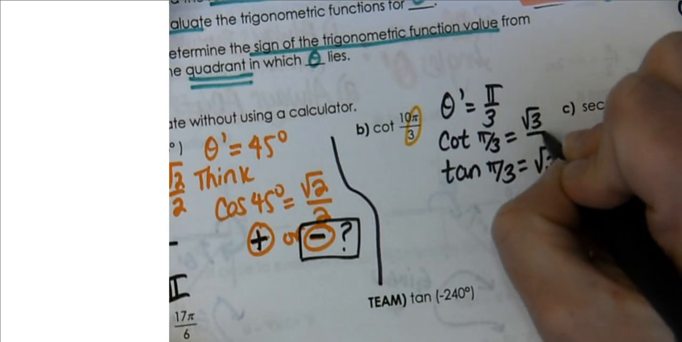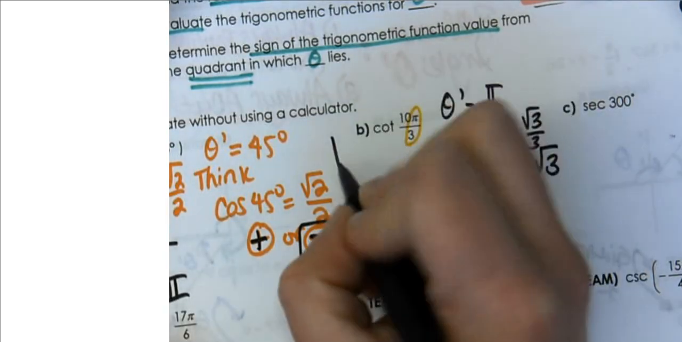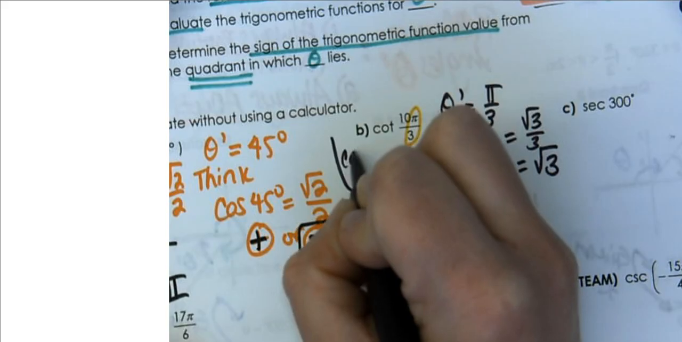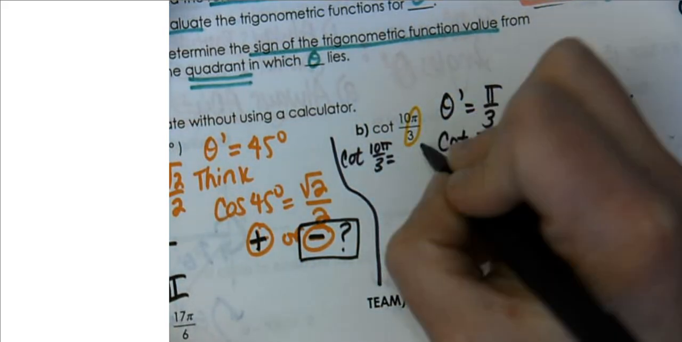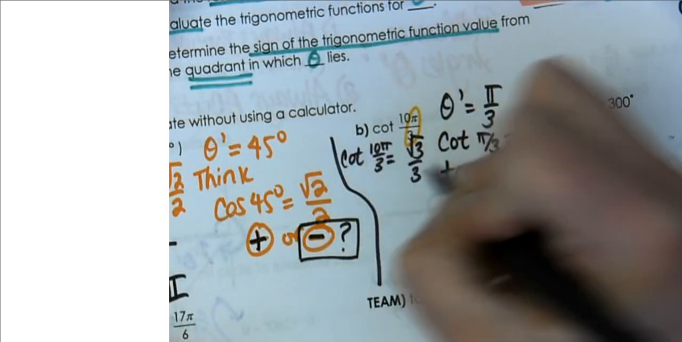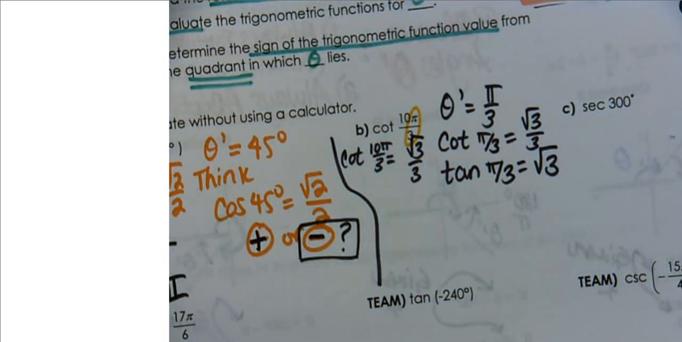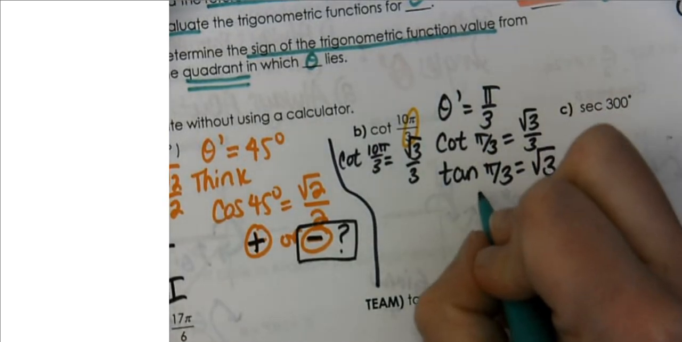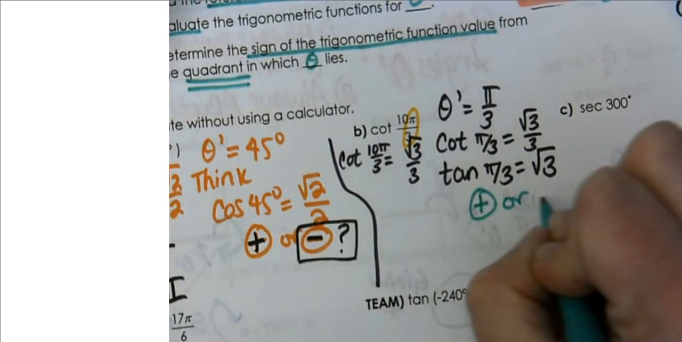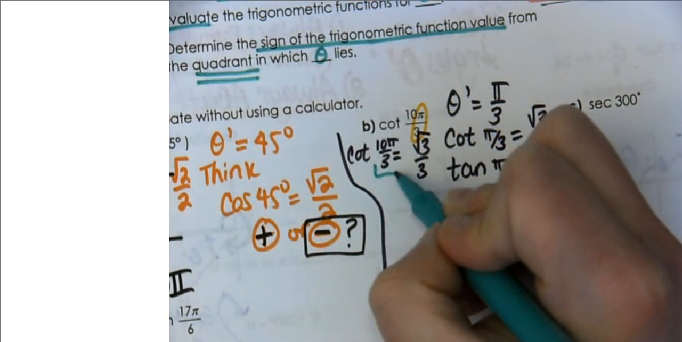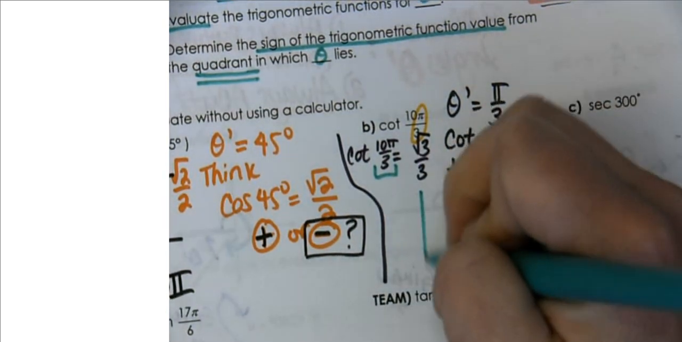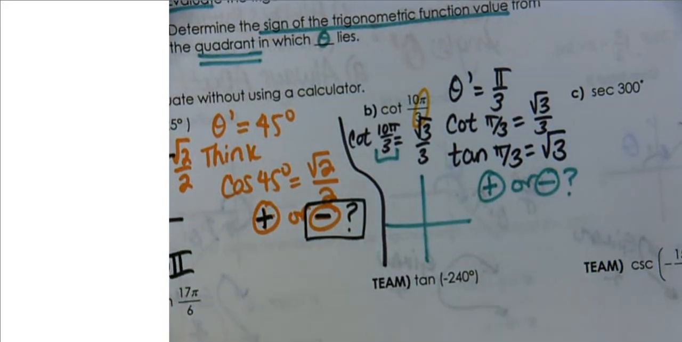So that means that the cotangent of 10 pi over 3 is going to either be a positive square root of 3 over 3 or a negative. And that's what I have to figure out. Is this going to be a positive number or a negative number? It all depends on where 10 pi over 3 is located. So let's draw a quick sketch as to where 10 pi over 3 is.